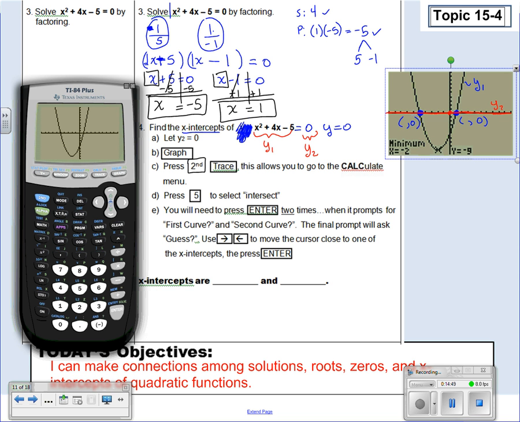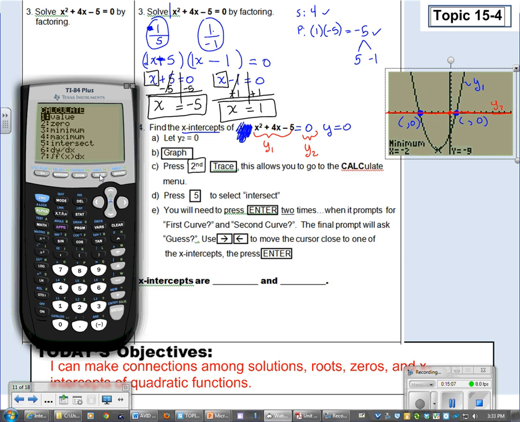So the y equals 0 is actually on your x-axis. So when we calculate the intersection, we are calculating where does the parabola intersect with this line y equals 0, or our x-axis. So now let's calculate the intersection. Now we know we're calculating an intersection between two lines. So number 5 is our intersection.